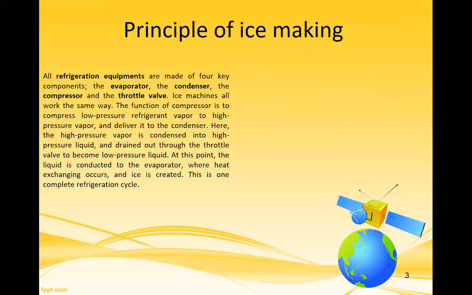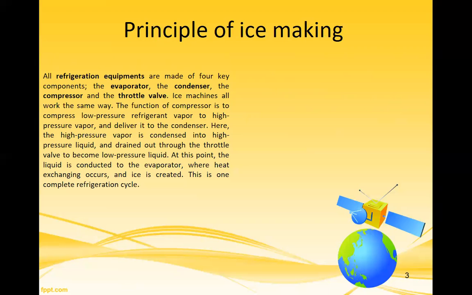So, principle of ice making. All refrigeration equipment is made of four key components: the evaporator, the condenser, the compressor, and the throttle valve. In a refrigeration system, ice machines all work the same way.